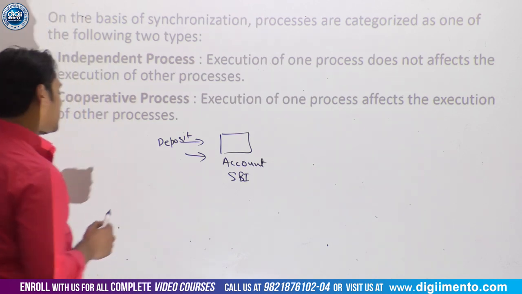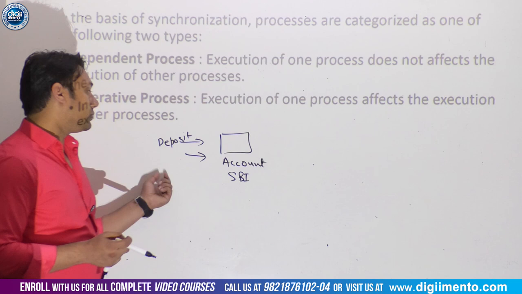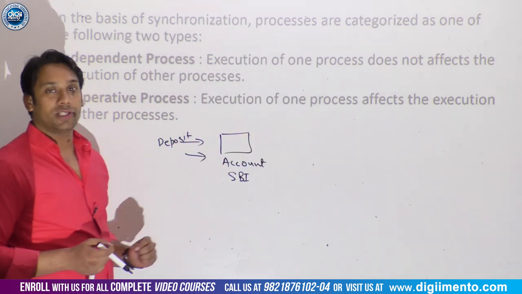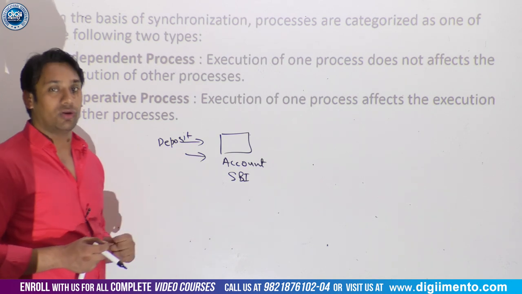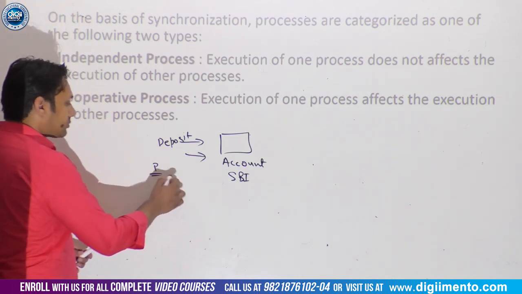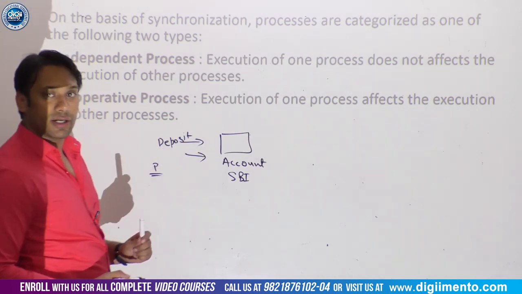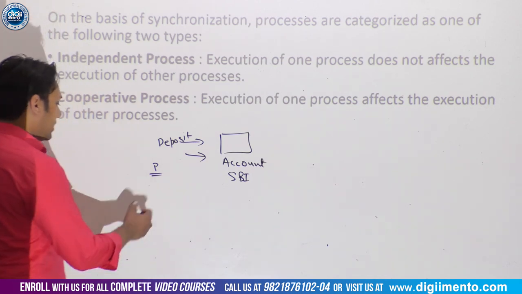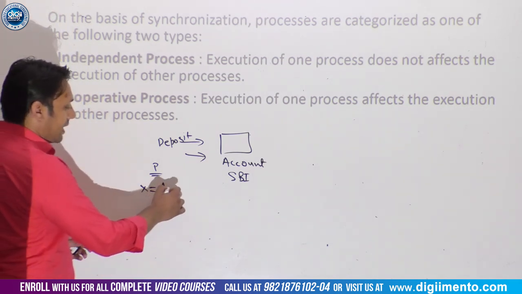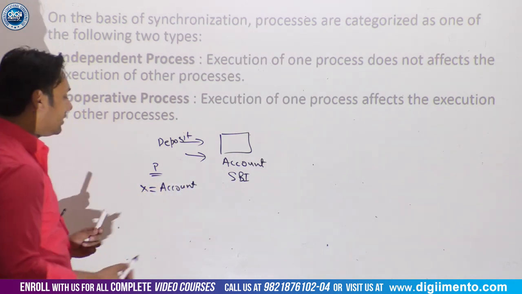Let us assume that we have two different processes. One process is used to deposit some money in this account, and another process can be used to take some money out of this account. Let us assume this is the first process. It is going to read the balance in the account. It takes a variable x which stores the balance in this account, and then let us assume you want to deposit 1000 rupees here.